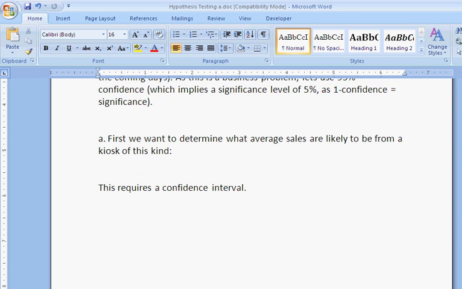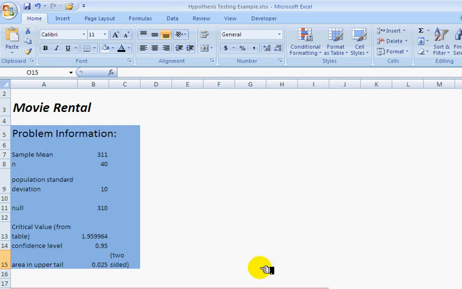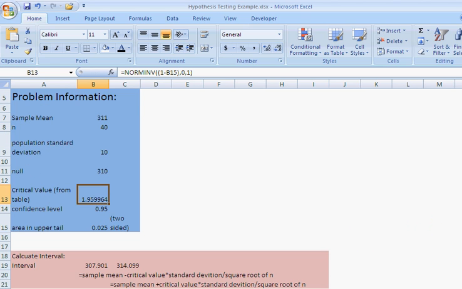This is a confidence interval. We find ourselves a confidence interval by going on to Microsoft Excel. In Microsoft Excel, we have our problem information already entered in here. Again, note our critical value is here, and it's a two-sided interval, so that the area in the upper tail is 0.025 from a 95% confidence, so we get 1.96 as our critical value. We then calculate our interval.